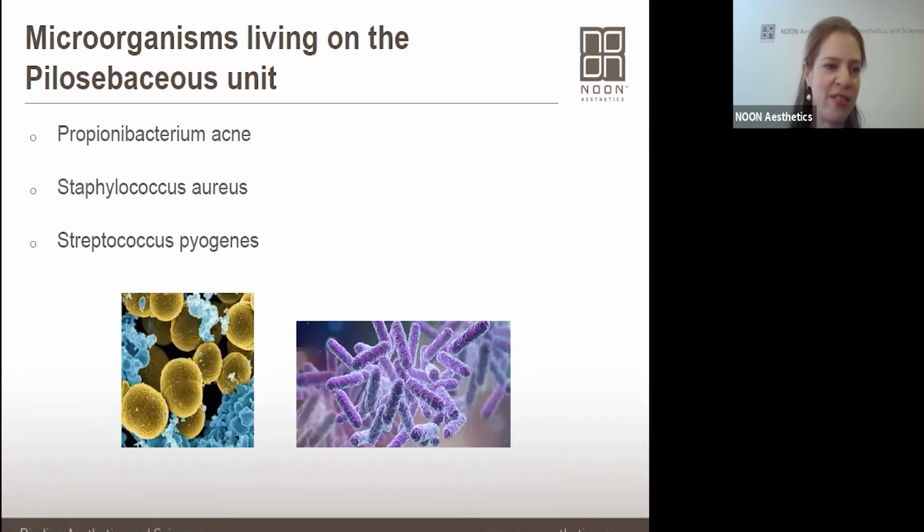We also have in the polysebaceous unit microorganisms that live there naturally. We have P. acnes, we have Staphylococcus aureus, and Streptococcus. If you had pharyngitis, I hope you didn't, but if you did, this is the kind of bacteria that also cause pharyngitis.